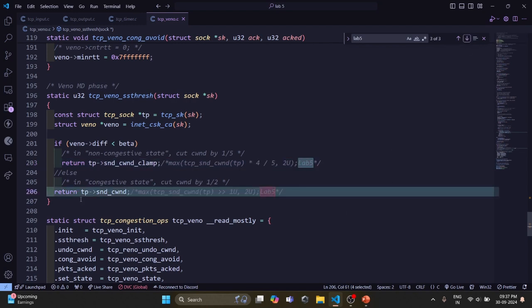And this is the last change we did. Instead of getting the max value, we are directly sending the send CWN value. So these all are from my side.